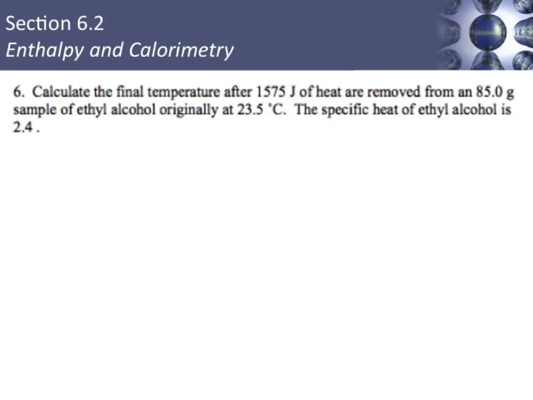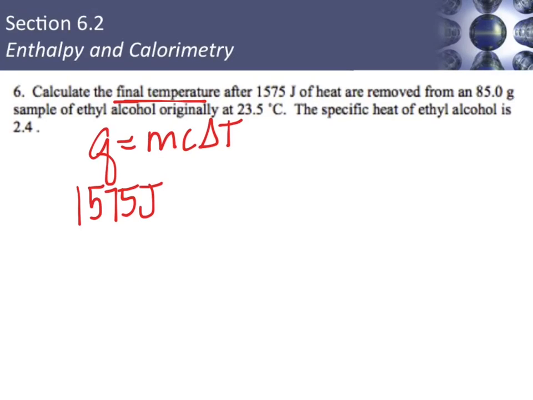Calculate the final temperature after 1575 joules of heat are removed from an 85 gram sample of ethyl alcohol, originally at 23.5 degrees Celsius. Specific heat of ethanol is 2.4. So Q equals MC delta T. Our Q is 1575 joules. Okay, it says removed, so that means 1575 is a negative number.